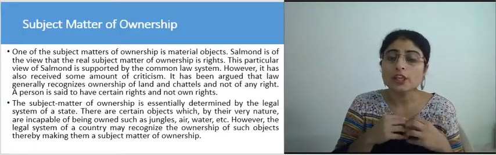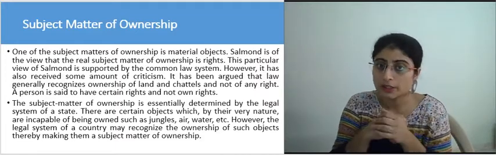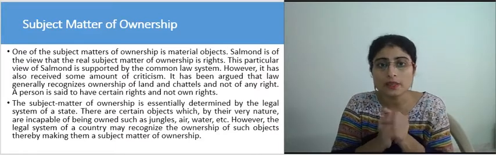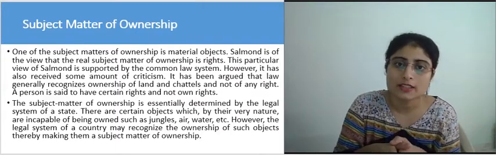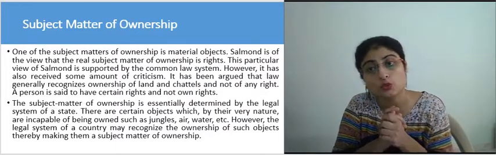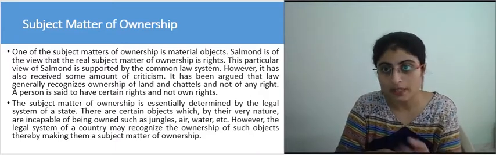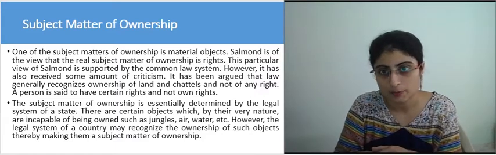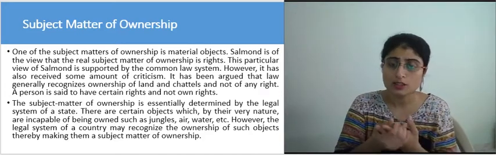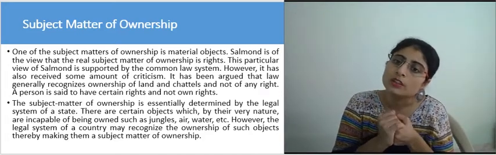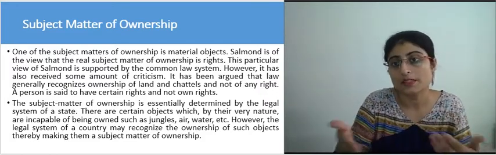So friends, when we are talking about the subject matter of ownership, one subject matter of ownership is of course the material object. Salmond is of the opinion that the real subject matter of ownership is right, of course. This view of Salmond is supported by the common law system, because if you have ownership, the subject matter would be under your command, and that means you would have complete right over that subject matter. However, it has also received some criticism, because can you not even own a thing which is not a subject matter according to Salmond's view?